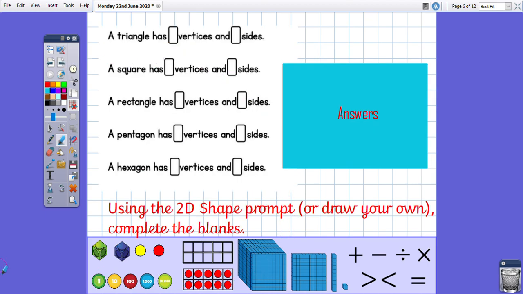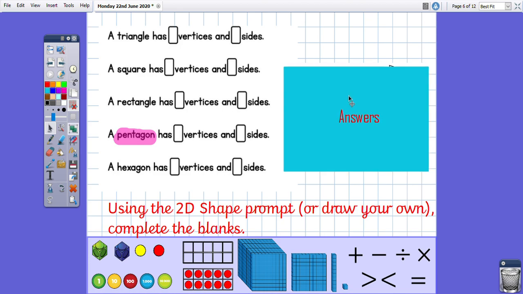Using your 2D shape prompt, which was on the website, or you can draw your own, complete the blanks. So I want you to have a go at this. So a triangle has how many vertices and how many sides? And then you need to do it for a square, a rectangle, a pentagon and a hexagon. Try and remember my special little saying for pentagon and see if that helps you. Okay, so have a go at that while you pause the video and then I will reveal the answers.